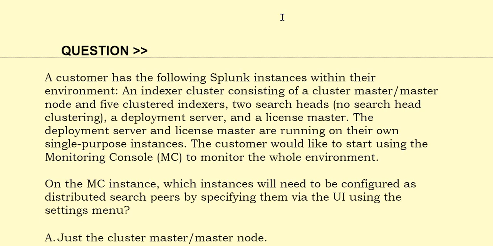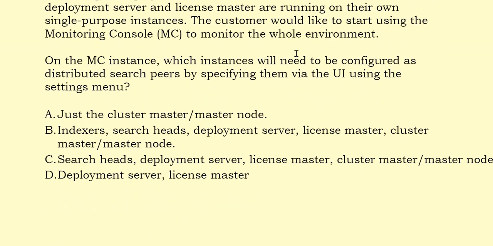On the MC instance, which instances will need to be configured as distributed search peers by specifying them via the UI using the settings menu? The options are: Option A, just the cluster master (master node). Option B, indexers, search heads, deployment server, license master, cluster master (master node). Option C, search heads, deployment server, license master, cluster master (master node). Option D, deployment server, license master.